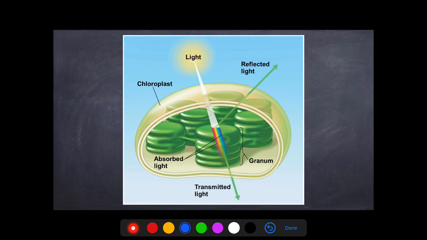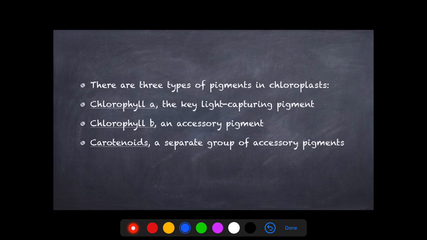So here you kind of see a chlorophyll. You see the granum. Each individual stack of the granum is a thylakoid. Light comes in, and the chlorophyll that's inside of the granum or inside the thylakoid absorbs specific light and reflects the green light, and the reflected light, which is green, is what we see.